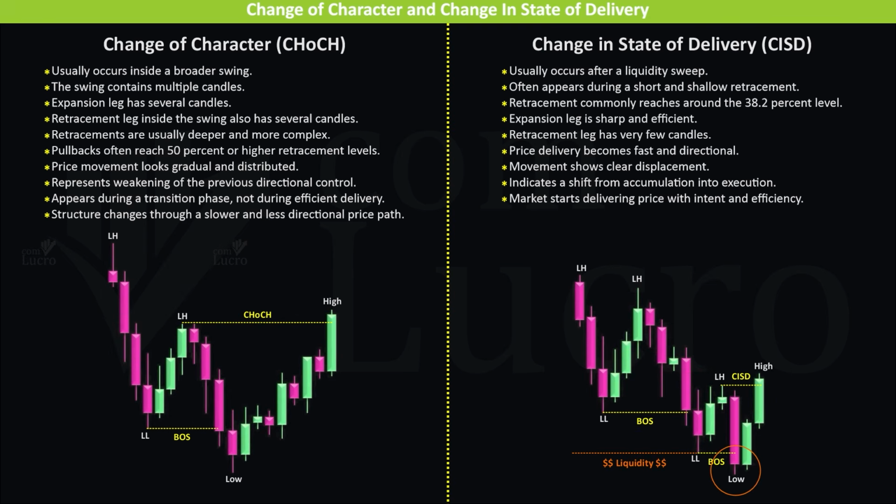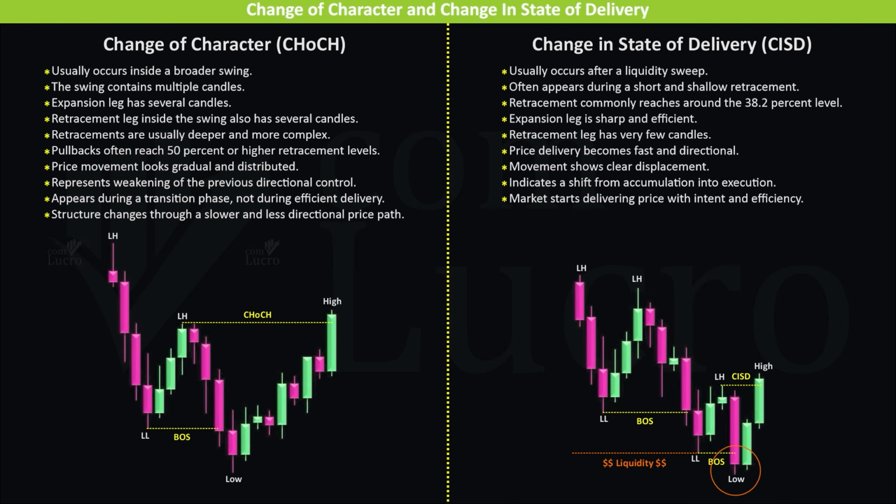CISD typically appears after a liquidity sweep and is characterized by a sharp and efficient expansion, preceded by a short and shallow retracement, often around the 38.2% level. Both the expansion and the pullback usually involve very few candles. This reflects a sudden shift in momentum, where price moves with clear intent and efficiency. CISD signals that the market has transitioned from distribution or accumulation into active execution.